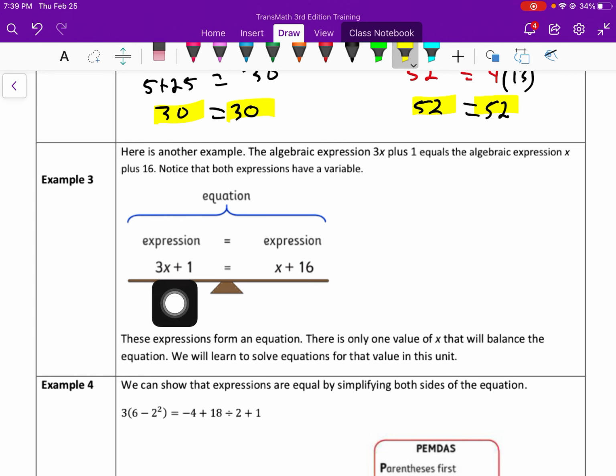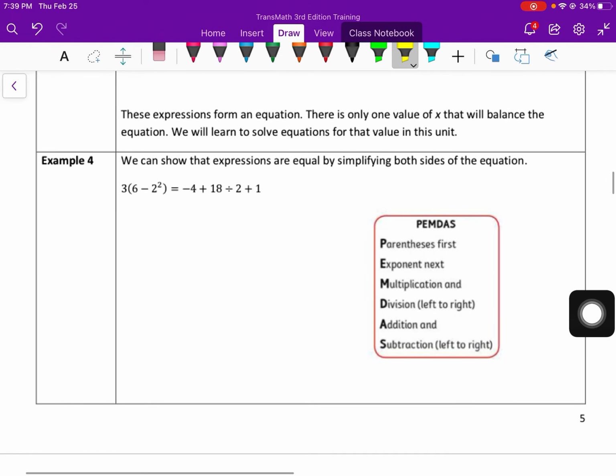But for right now, know that these two expressions are equal. They are balanced. We can show that expressions are equal by simplifying both sides of the equation. So by using our PEMDAS knowledge, we can show that this side equals this side.